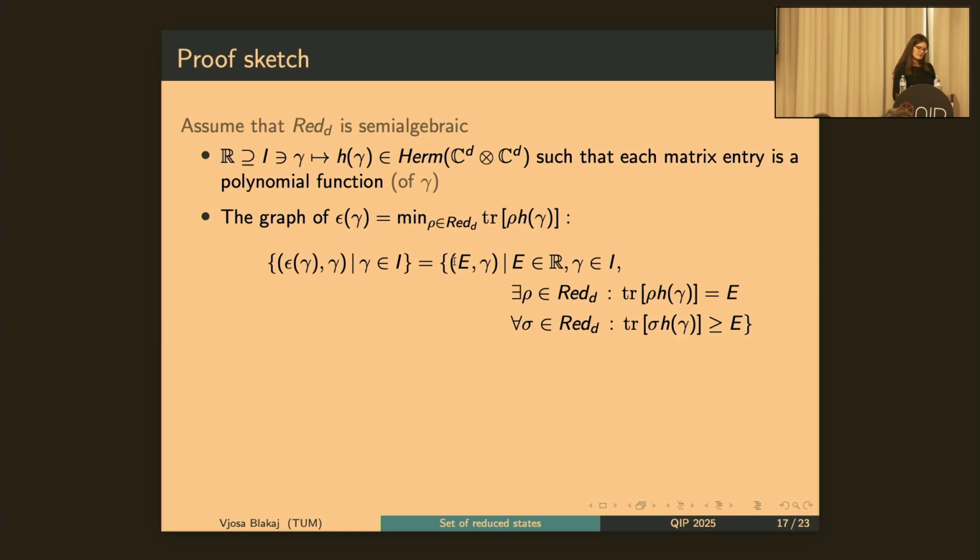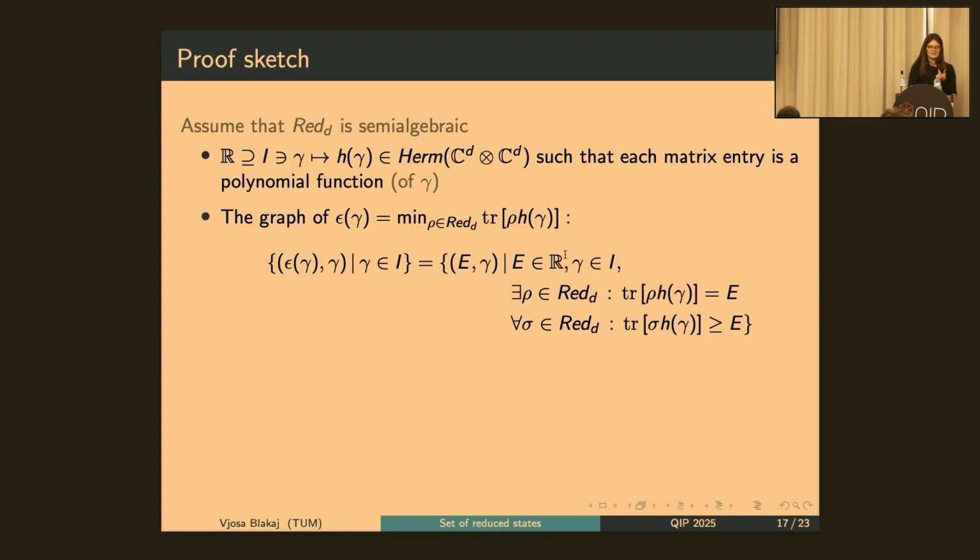So what is this? This is the set of E and gamma, where E is some energy, and gamma is in the interval I. And there is going to exist a state from our set red D so that we achieve the minimum energy, and every other state is going to be greater or equal than E. So now let's analyze the graph. So this part here is a polynomial. This part here is polynomial equality, and this one here is polynomial inequality.